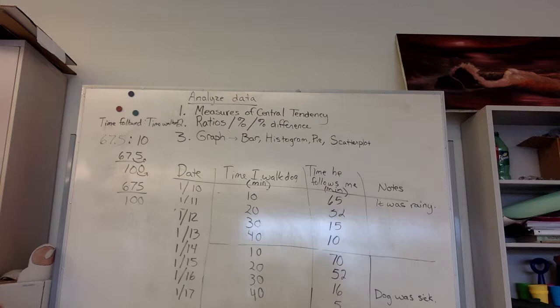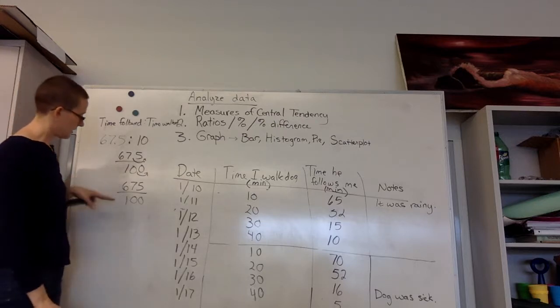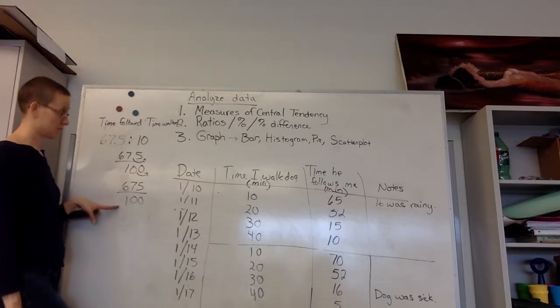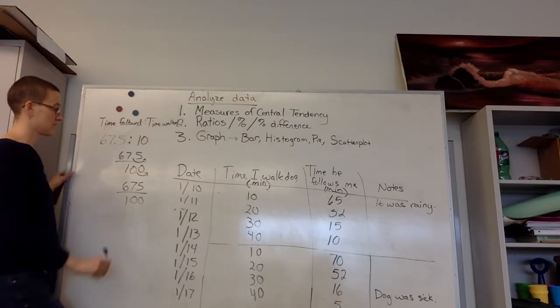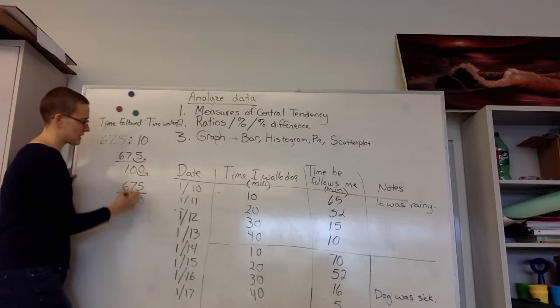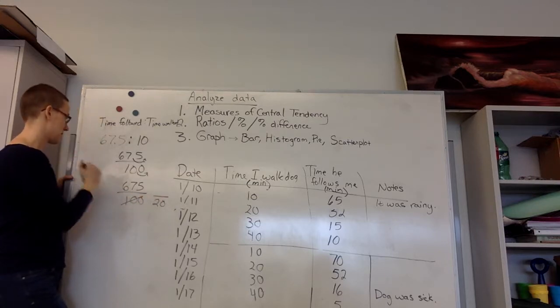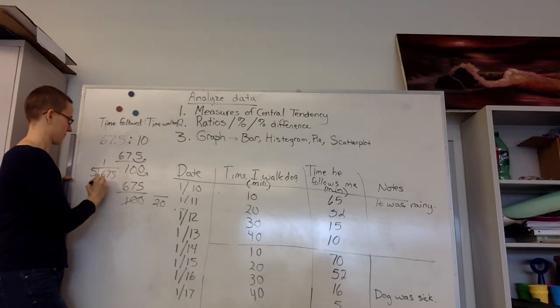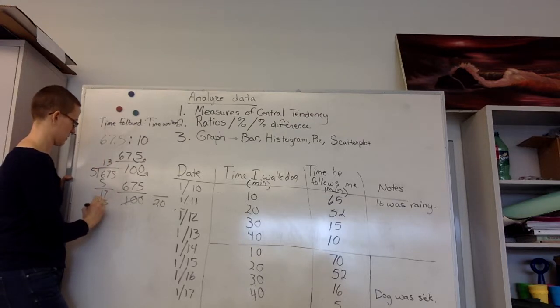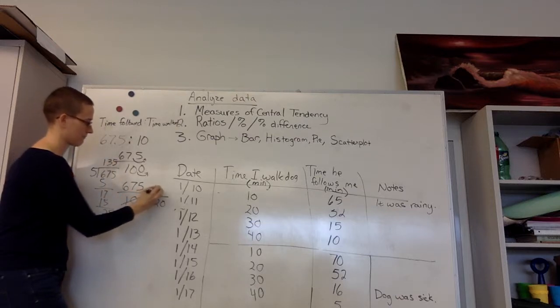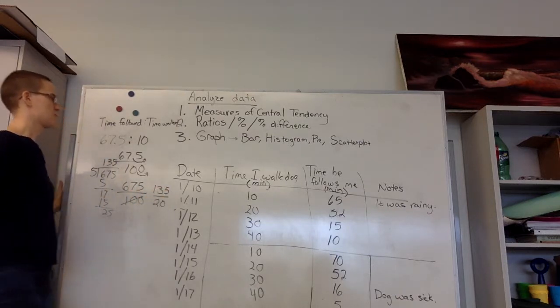My next step is to simplify. So with any ratio, I can treat it like a fraction in the sense that I can divide by the same number. So if I divide these both by 5, this one's going to become 20. So the 100 becomes 20. And the 675 is going to become 135. So that would be my ratio there.